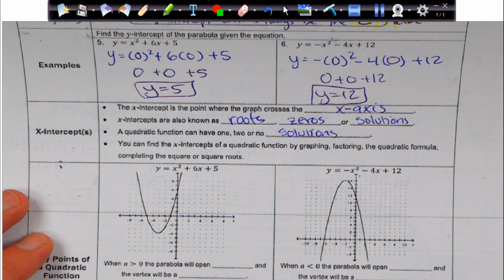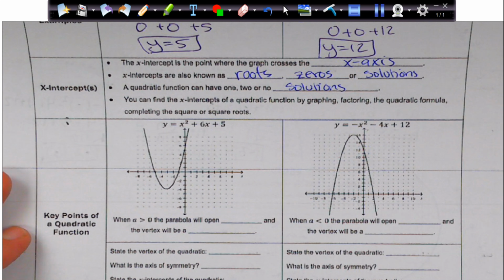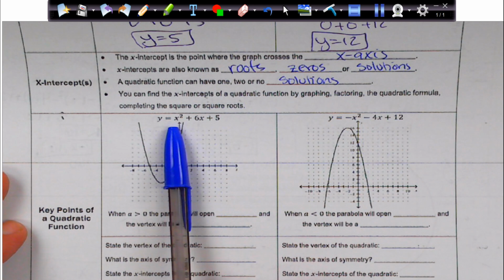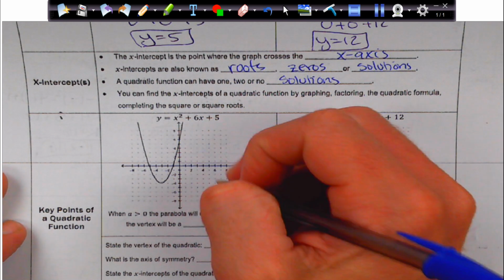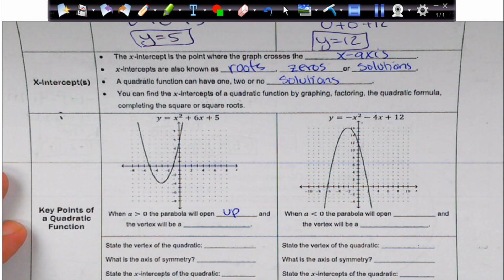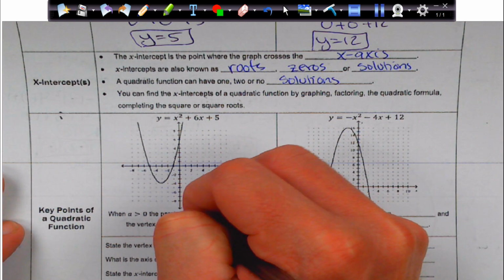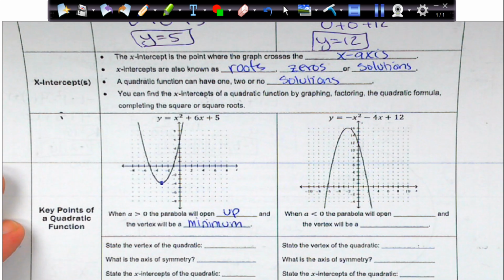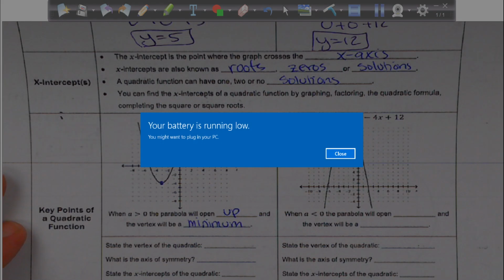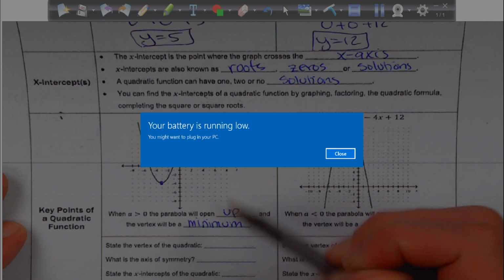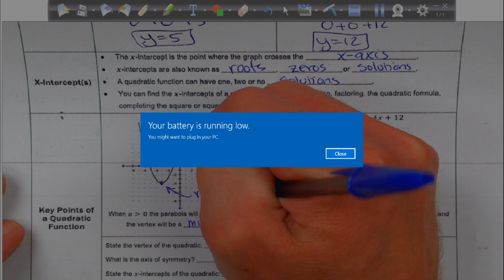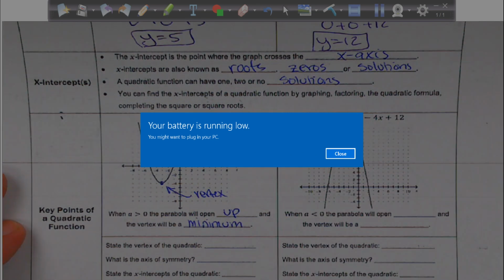So, let's take a look at the key points of a quadratic function. Here we go. Step 1. When a is greater than 0, the parabola will open up, and the vertex will be a minimum. You can see this point right here is clearly the lowest point on this graph, right? Every other point is above it, so this is a minimum, and it's pointing up. But that right there is my vertex.